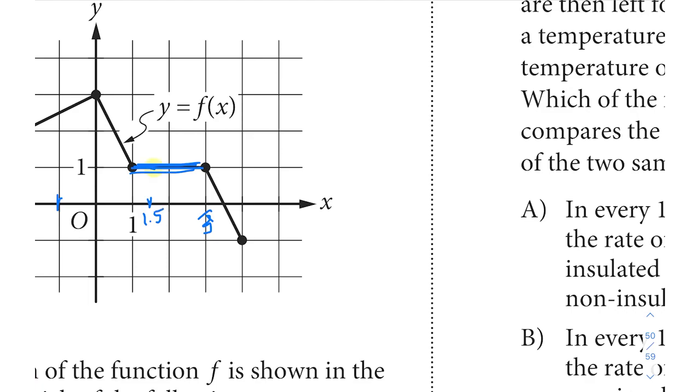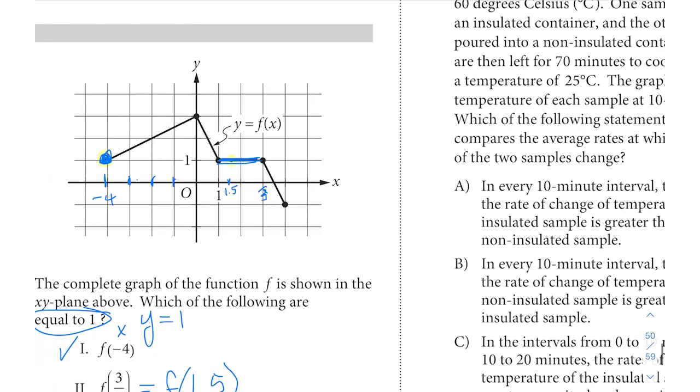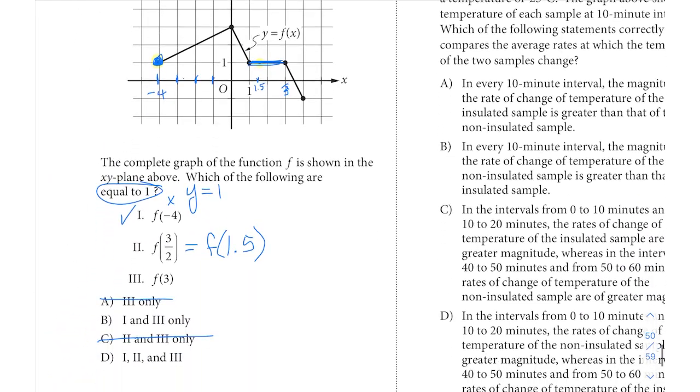And if we check the y value, yep, it does look like at 1.5 we have a 1 there as well, which means we can say yes to Roman numeral 2. And hey, look at that. That allows us to eliminate B. We can already select our answer choice without even worrying about Roman numeral 3.